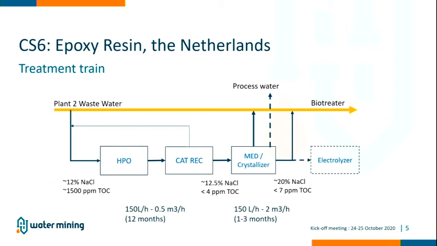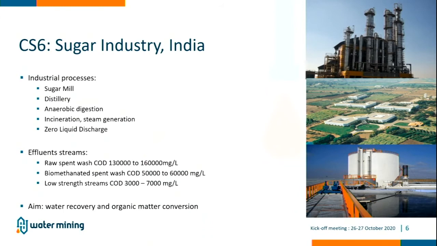Now the replication case, something completely different. The Indian sugar industry. We have contact there with the Vasantdada Sugar Institute, which should help us get into contact with a plant where we can test also this same equipment, possibly in a different setting, because they have very different processes, of course. You have the sugar mills, you have the distillery, then there is a lot of anaerobic digestion. A lot of the biomass is then incinerated to, again, generate steam. They already apply largely zero liquid discharge.